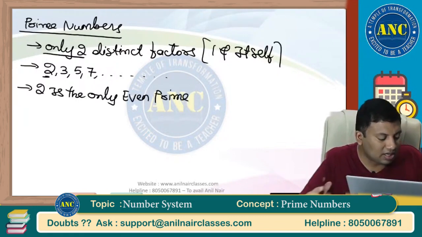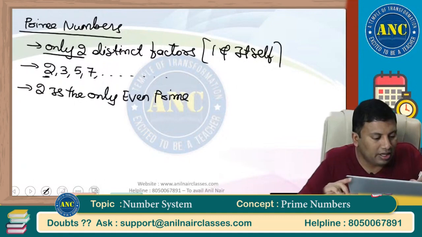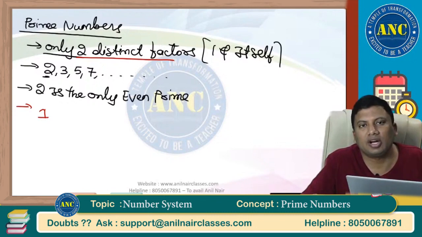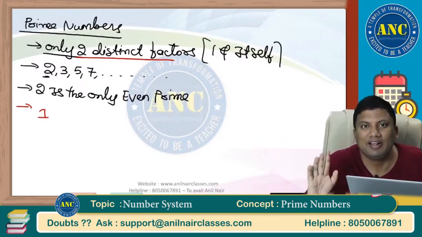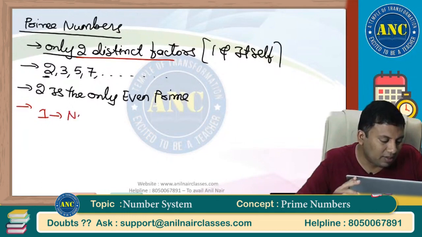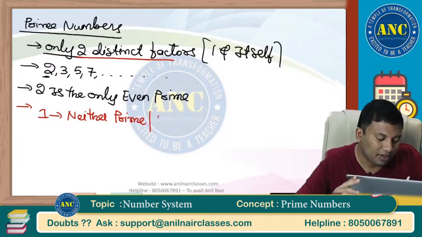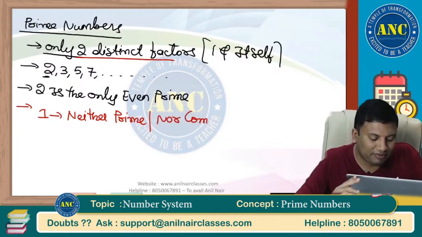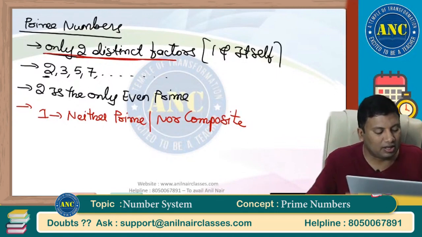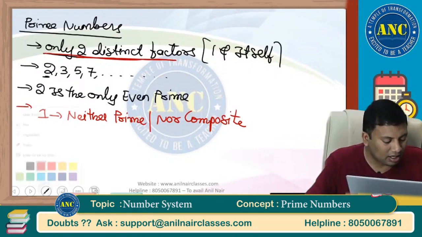A prime number is a number which has got only two distinct factors. Suppose, for example, if I take 1, the natural number 1 has got only one factor, that is 1 itself. 1 into 1 is 1. So 1 is neither prime nor composite. Why? Because it has got only one factor, and that factor is only 1. The number which has exactly two distinct factors is called a prime number.